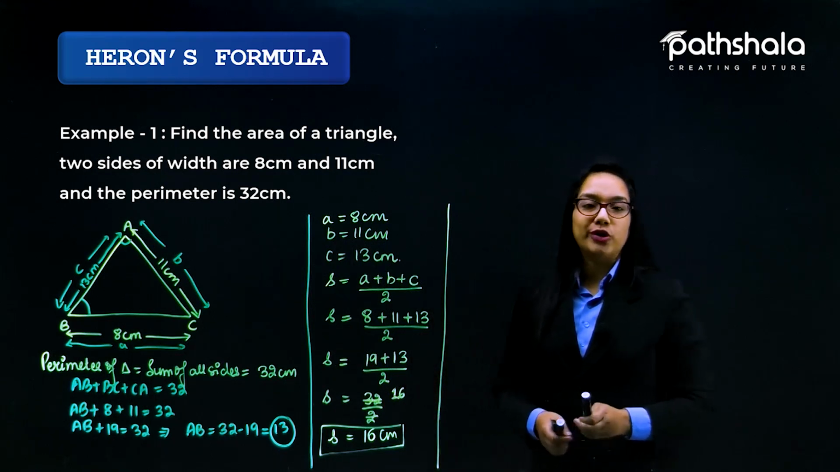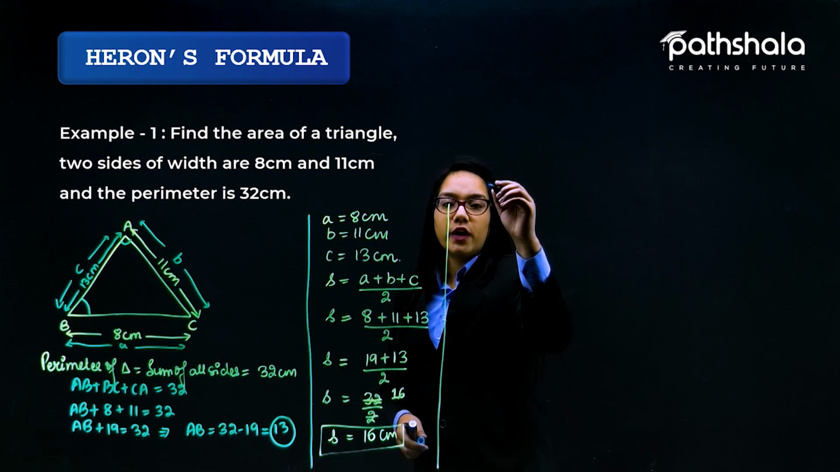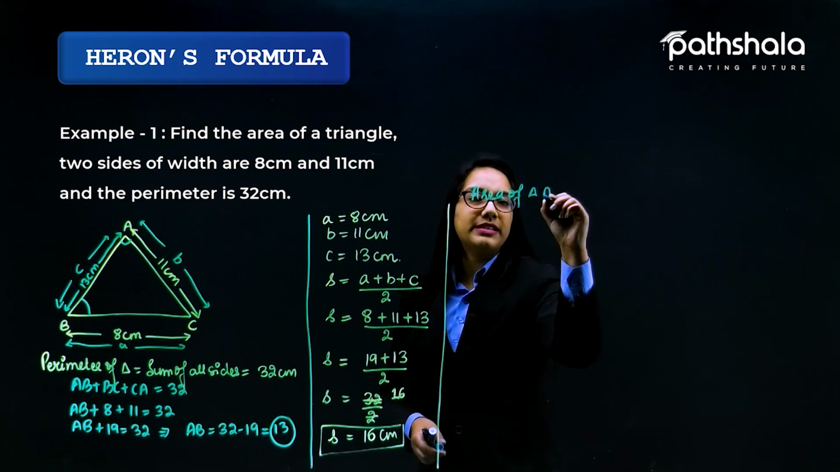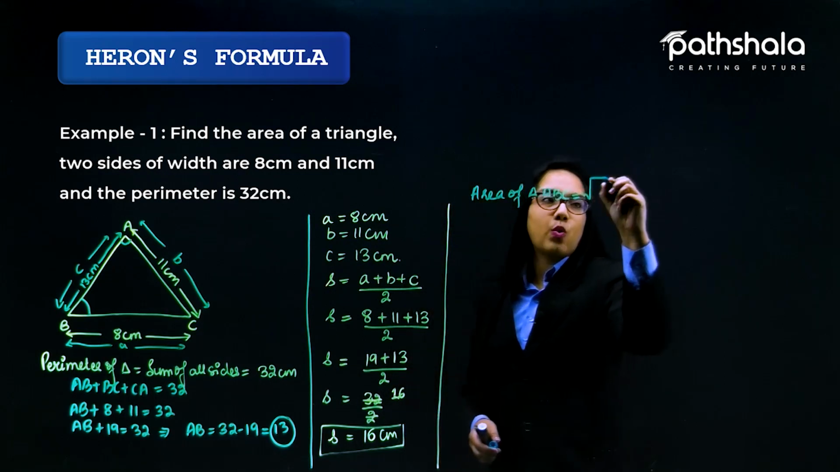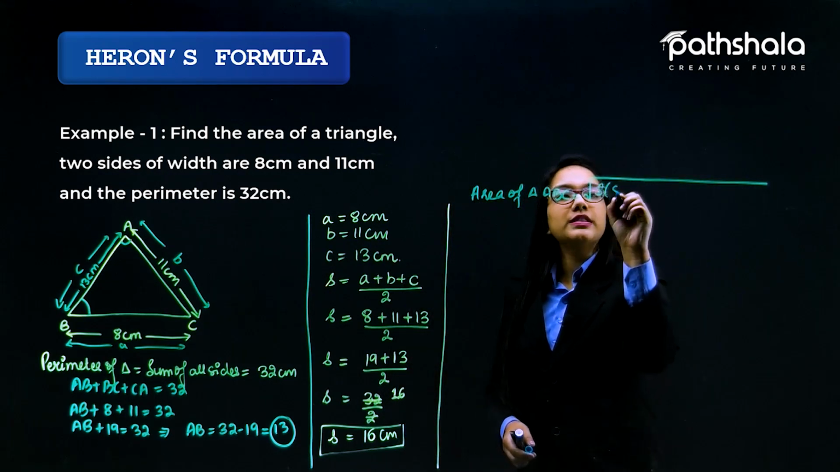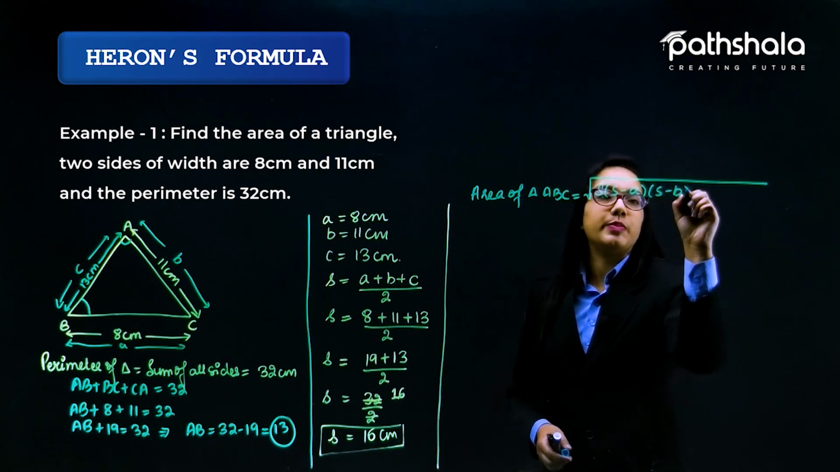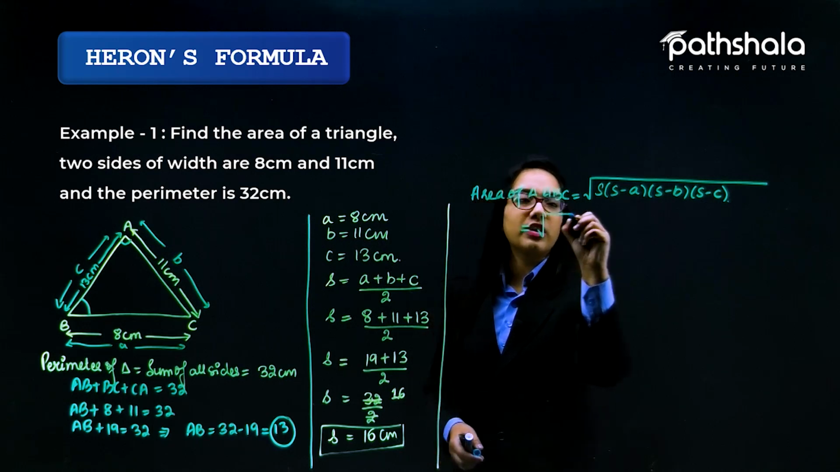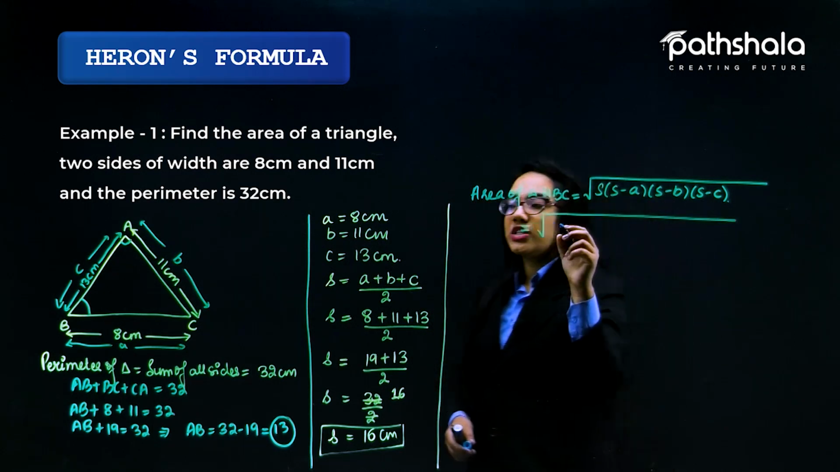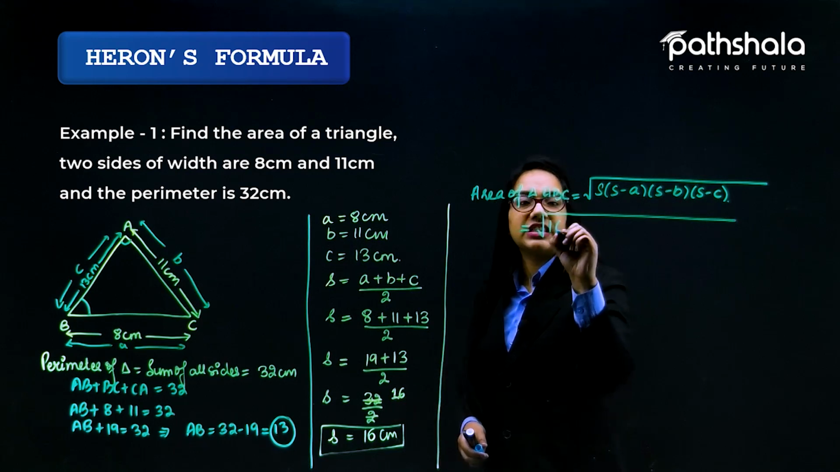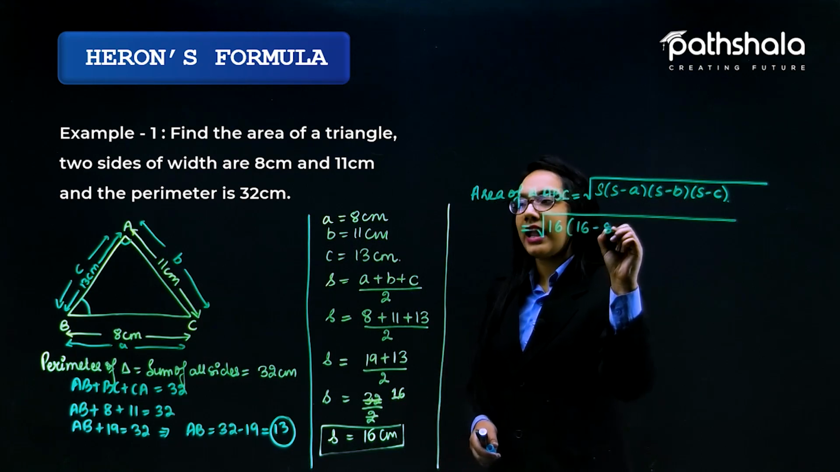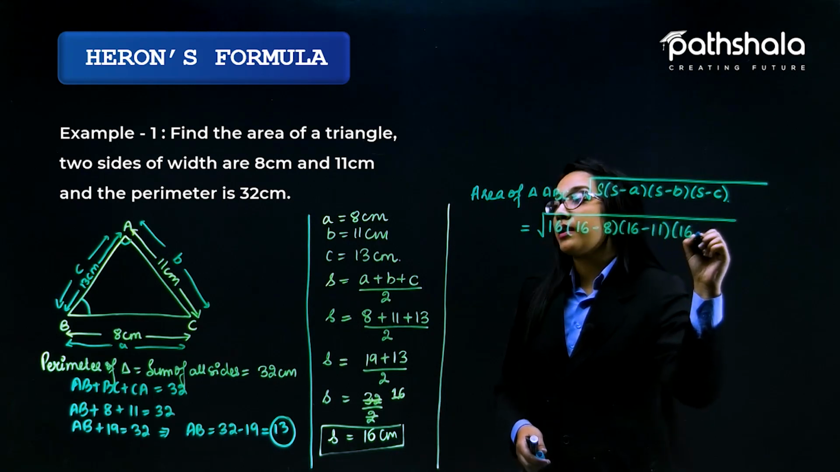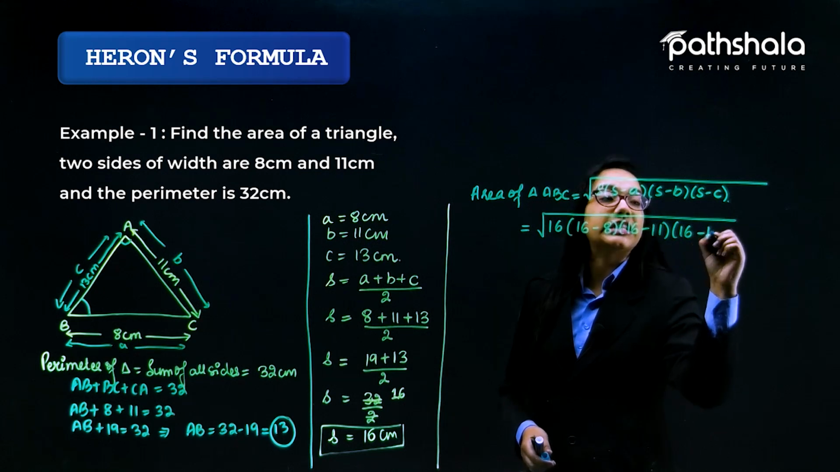Now let's move on to Heron's formula. According to Heron's formula, the area of the triangle ABC is equal to the square root of S times (S minus A) times (S minus B) times (S minus C). Now let's plug in all the values of S, A, B, C. S is 16. This is 16, 16 minus A which is 8, 16 minus 11 because B is 11, and 16 minus 13 because C is 13.